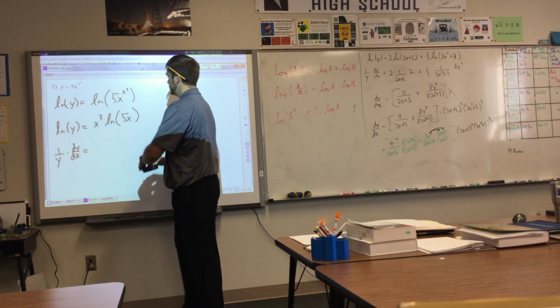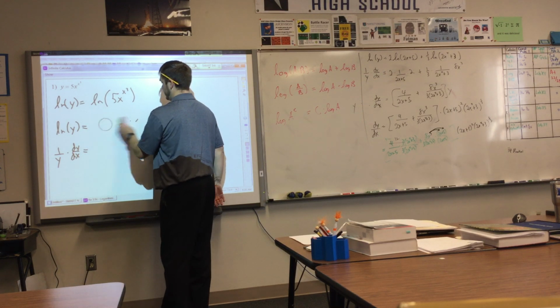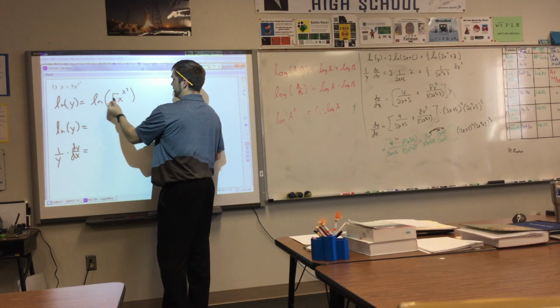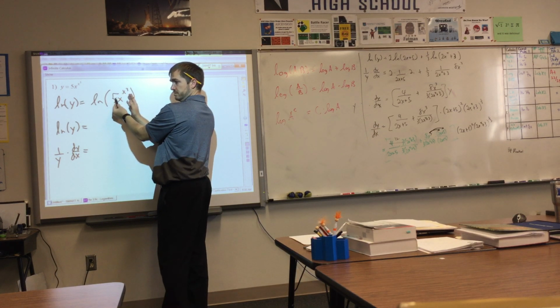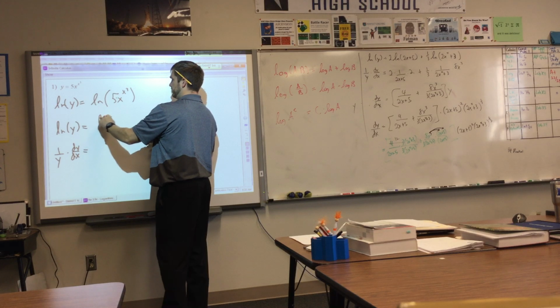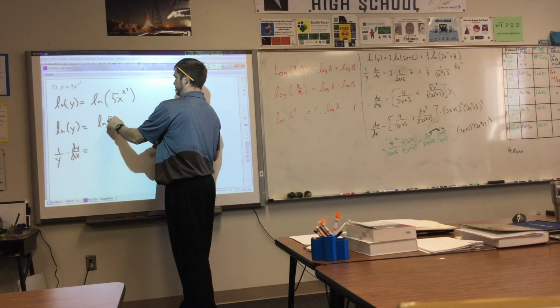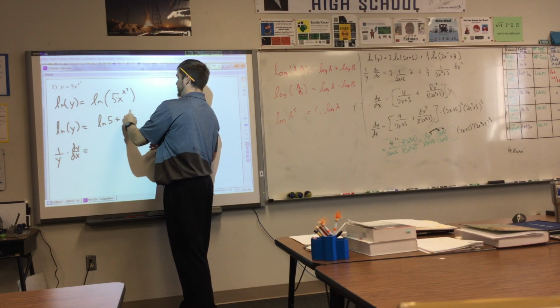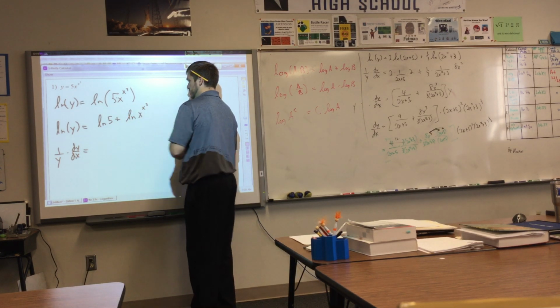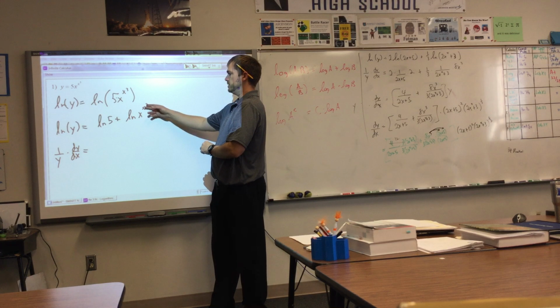So we can fix that real quick. I have ln of 5 times this, so I'm going to split that up into ln 5 plus ln of x to the x cubed power.